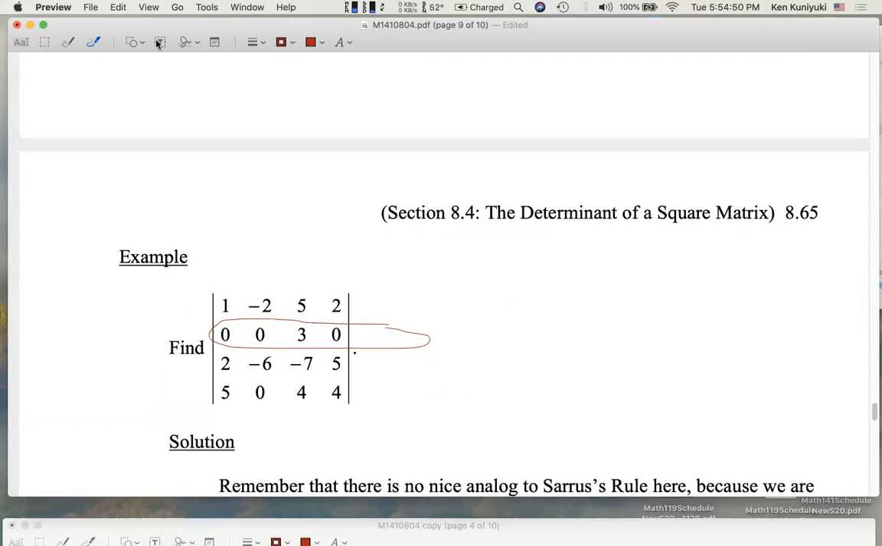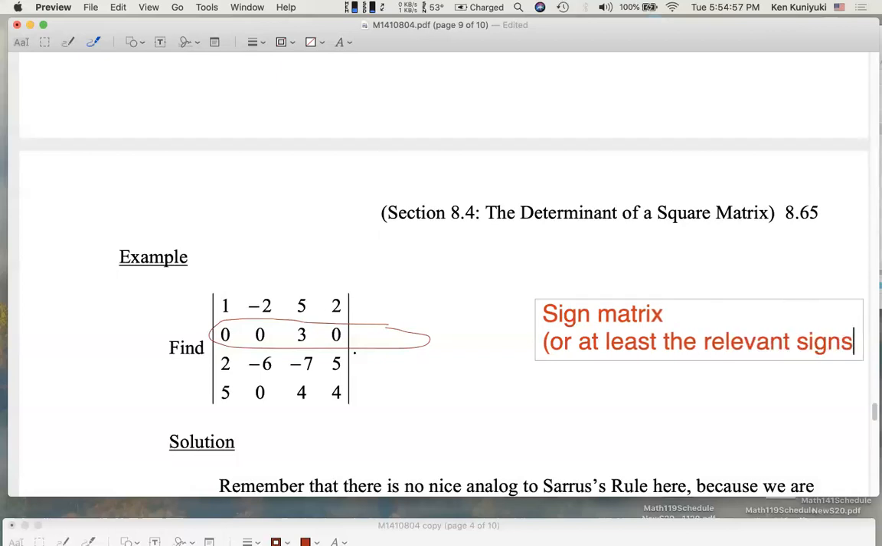But wait, I need the sign matrix, or at least the relevant signs from the sign matrix. Well, here's the thing. Now, in general, we're going to get 4 terms from this cofactor expansion because we have 4 numbers here, but 3 of those terms are going to be 0. This is the only one that's really relevant. What's the sign from the sign matrix? Well, we know we have a plus sign here. Along a diagonal, same sign, plus sign. So that means for the 3, you're going to have a minus sign.